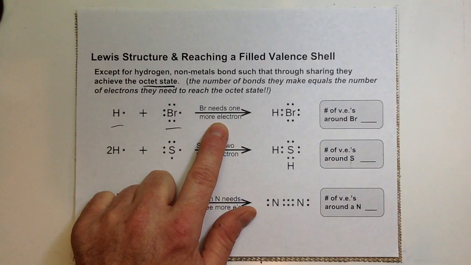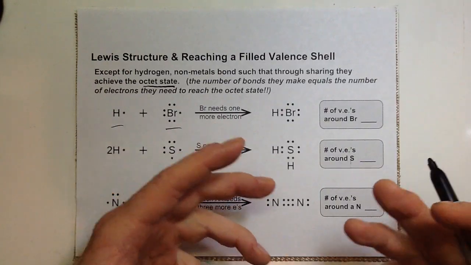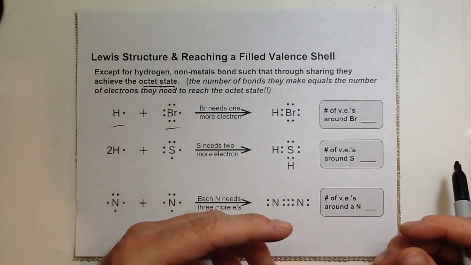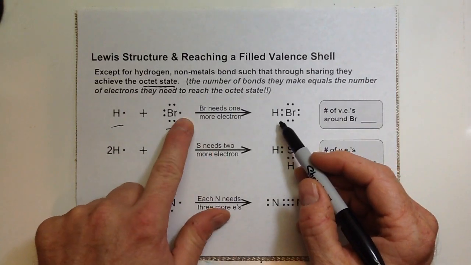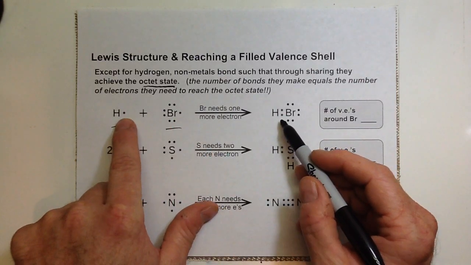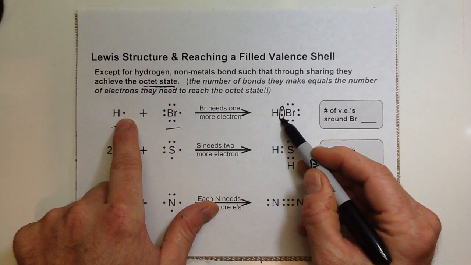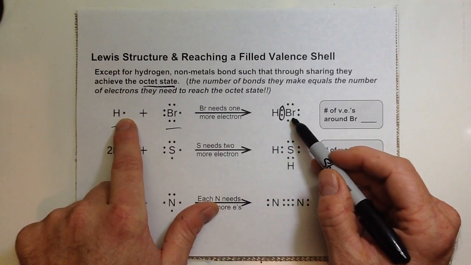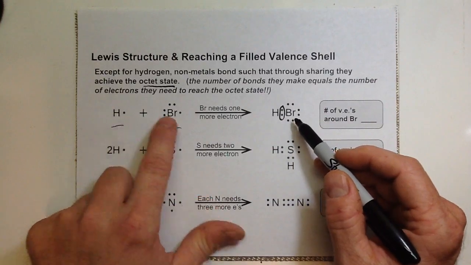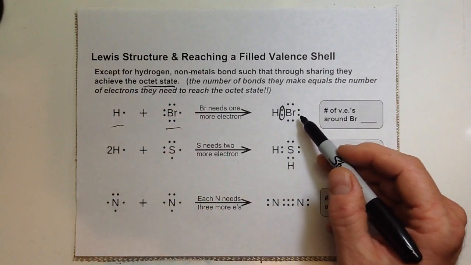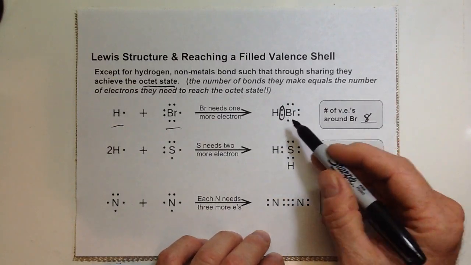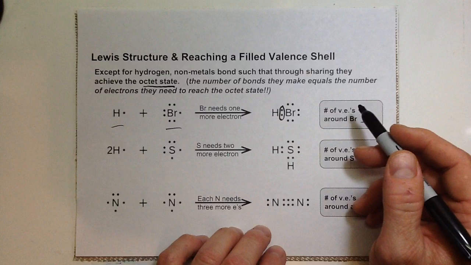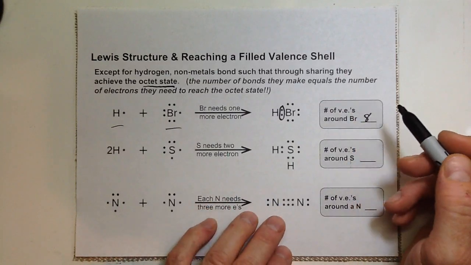Remember, these are all nonmetals. Nonmetals gain their octet state not by stealing, but by sharing electrons. So bromine needs to share his 1 unpaired electron with another unpaired electron to make a bond between H and Br. We now have a pair between them because they both shared, and that gives the bromine 8 electrons and gives the hydrogen just 2. Hydrogen only needs 2 to fill up its valence shell to be like helium.